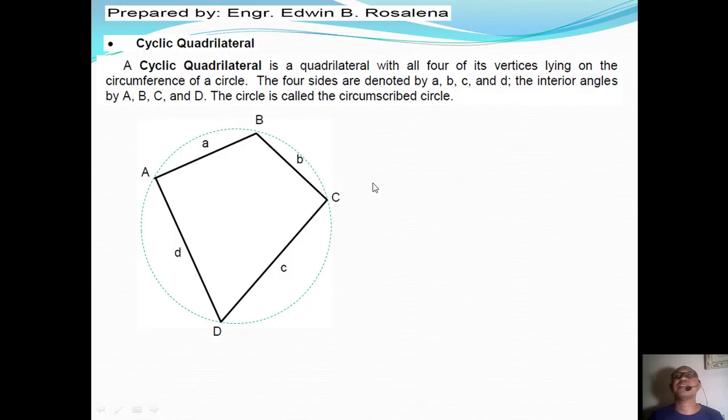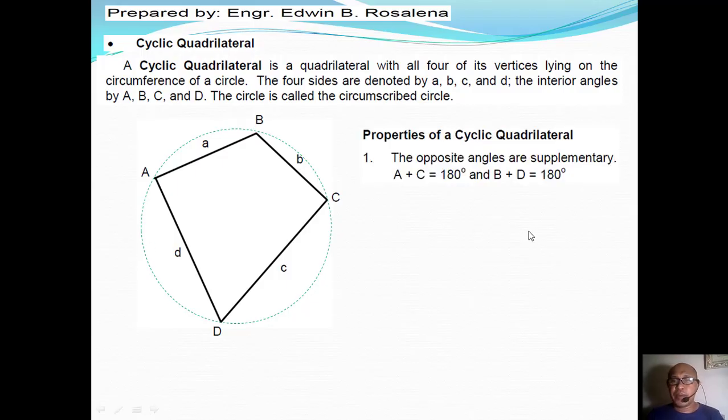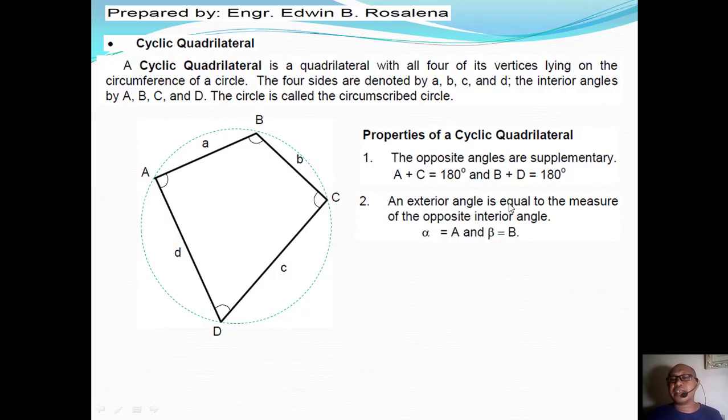So what are the properties of the cyclic quadrilateral? So, number one, the opposite angles are supplementary. So, meaning, if you have here the angles A and C, if you add, that is equal to 180. So, if you have here the opposite angles B and D, if you add, that is also equal to 180 degrees. Okay, number two, we have here an exterior angle is equal to the measure of the opposite interior angle.